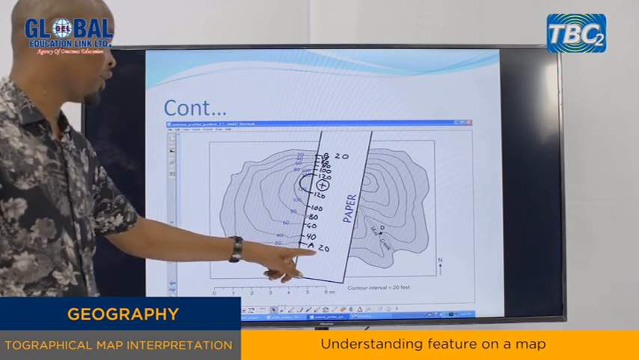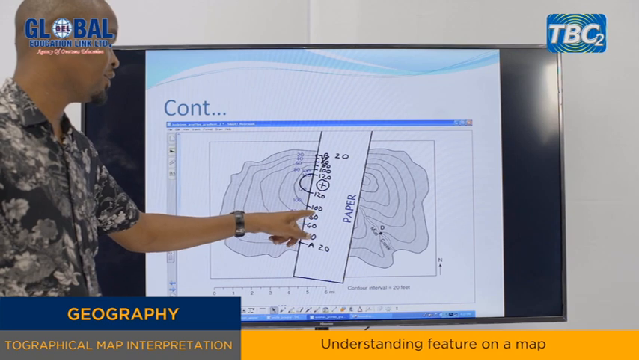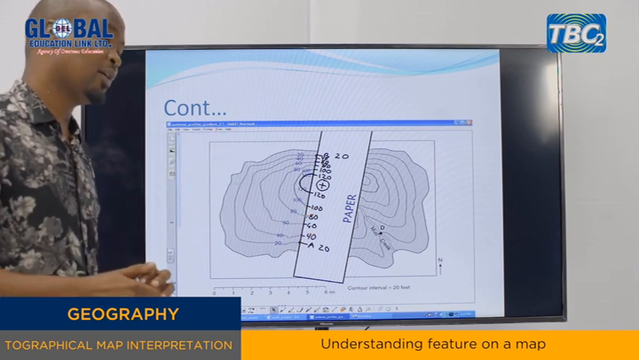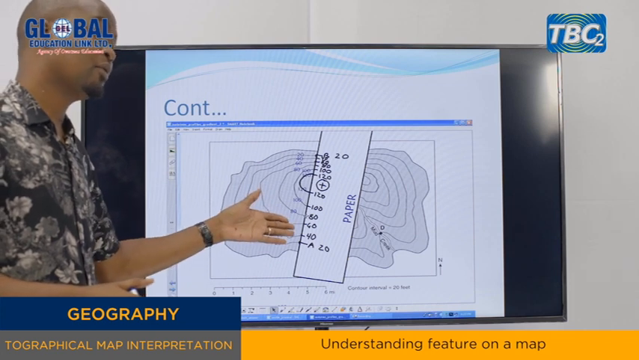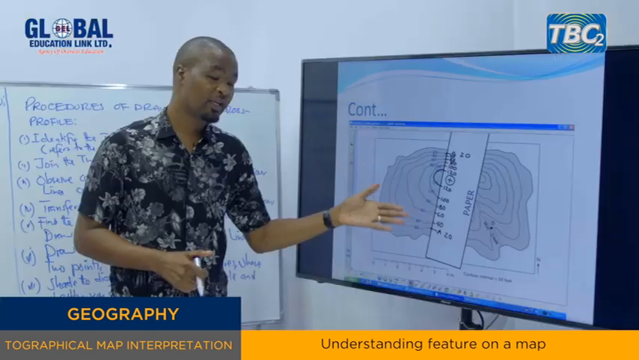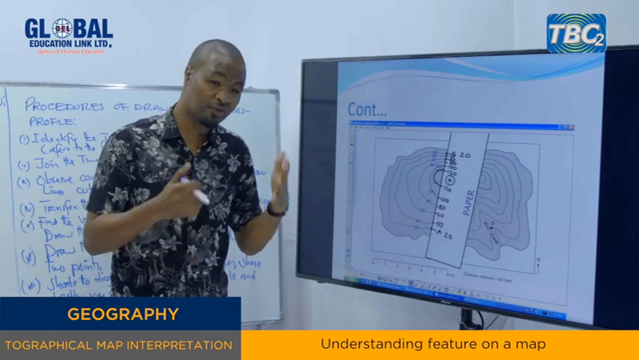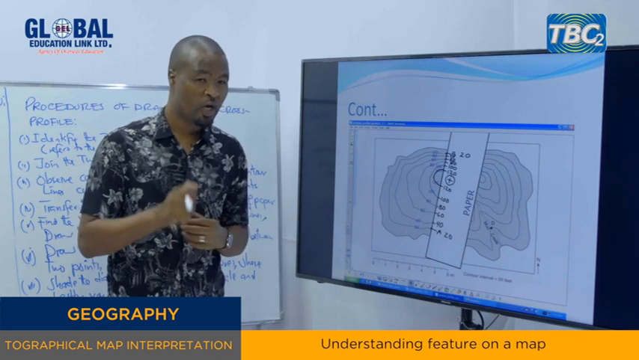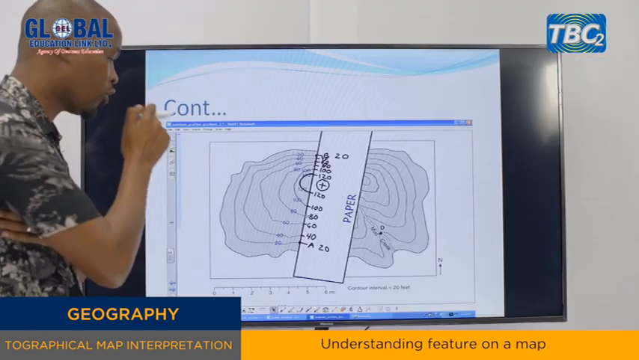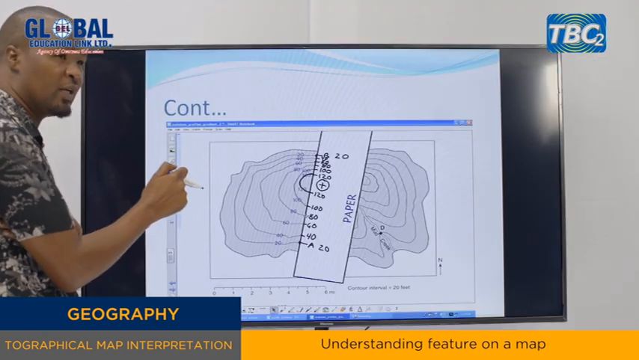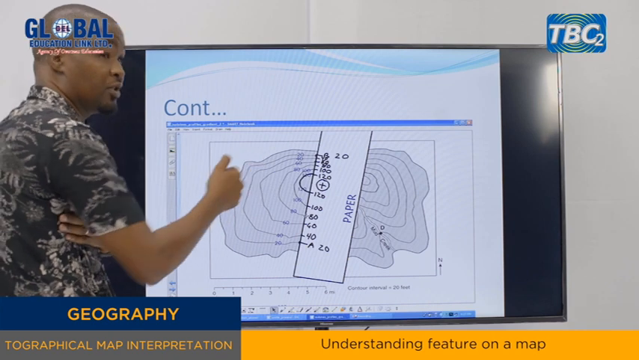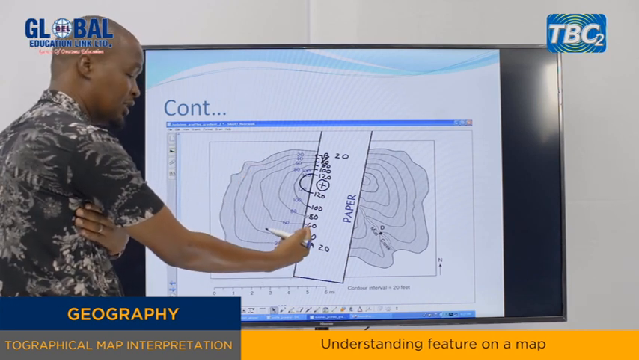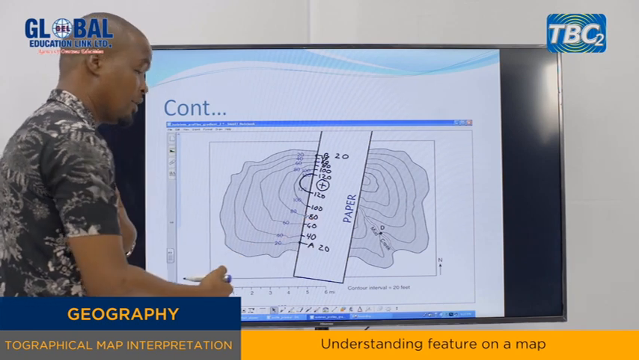You see, you have 20, 40, 60, 80, 100. It means you have to find the vertical scale according to the contour interval that you have. How am I going to find the vertical scale? You have to be very careful and look at the contour intervals that cut across that line. For instance, in my diagram here, I have 20, 40, 60, 80.